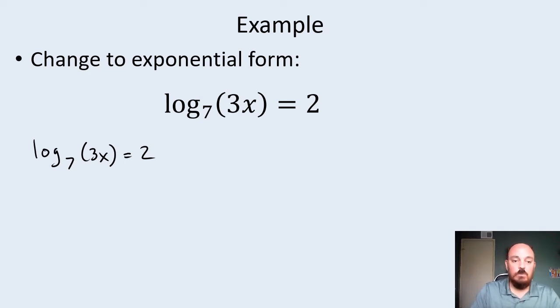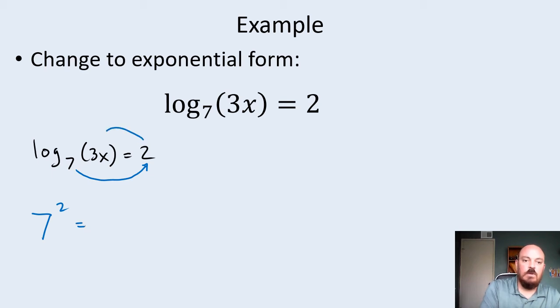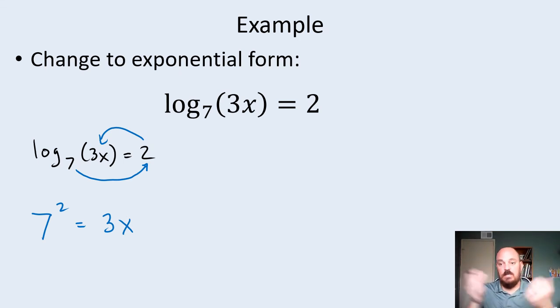And again, the first way to do it, if you want to change to an exponential, you start with the base. So the base of the log is 7. And that means the base of the exponential is also 7. And then you do that same little circle pattern. You go 7, here's going to be your exponent, 2, equals whatever you were taking the log of, which is 3x. And we've done it. We've changed a logarithm into an exponential.